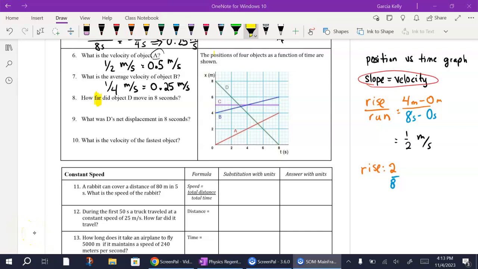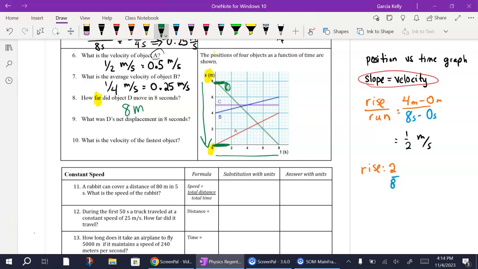Because our position also tells us the location of something with respect to 0, we can say that the farthest object, or anything on the y-axis, is how far the object moved. So if we're looking at object D, how far did it move? It went from a position of 8 to a position of 0. So it went 8 meters in 8 seconds.